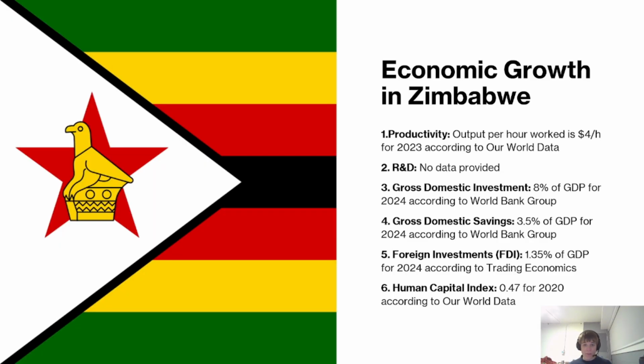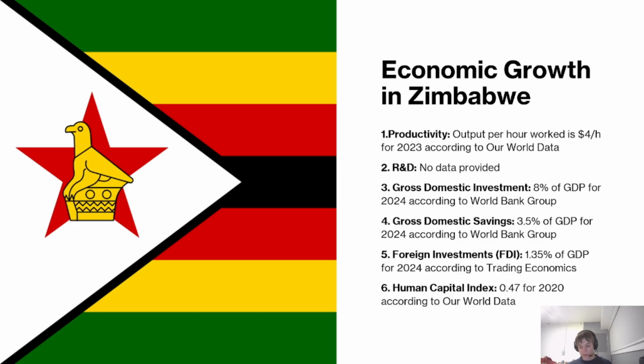What about Zimbabwe? Productivity: output per hour worked is $4 per hour for 2023. R&D, no data provided, which means there are few researchers for the whole country, which explains why the country doesn't develop. The government doesn't see any solutions to increase output per worker and doesn't seek any technological advancements.